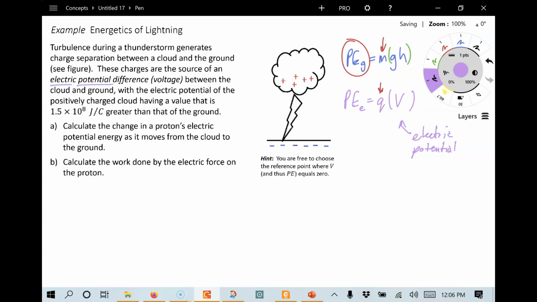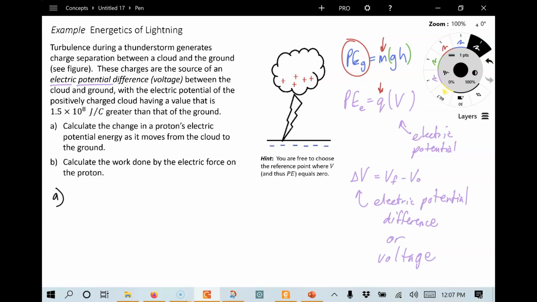Now, if we have a change in V, delta V, that's of course V final minus V initial. This change is called the electric potential difference, or another word to use is the voltage. They mean the same thing, electric potential difference or voltage. All right, so we're going to go ahead and do part A here.